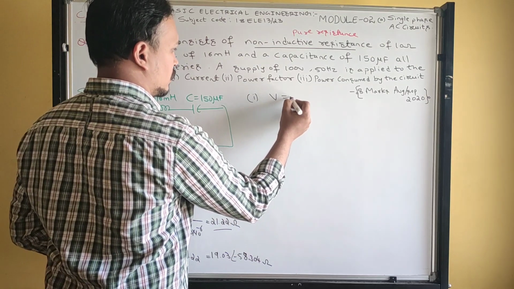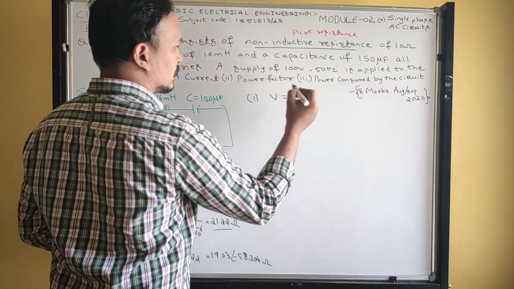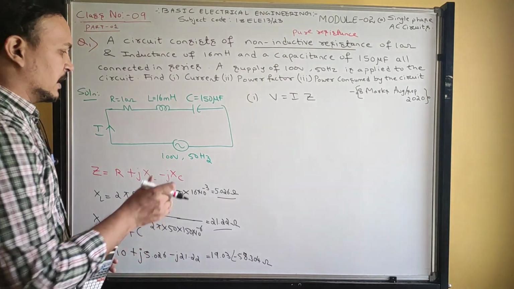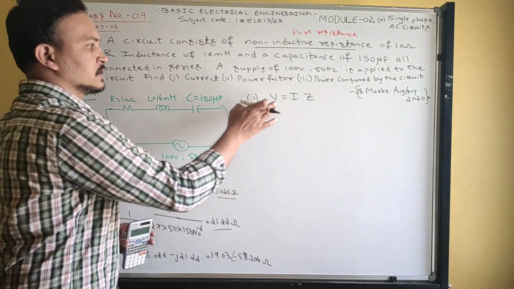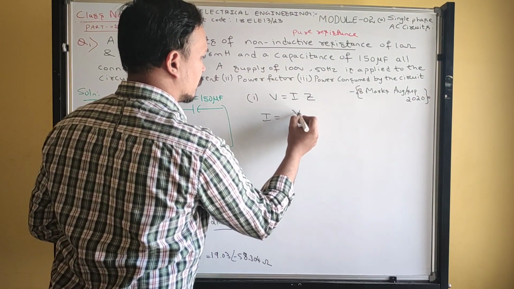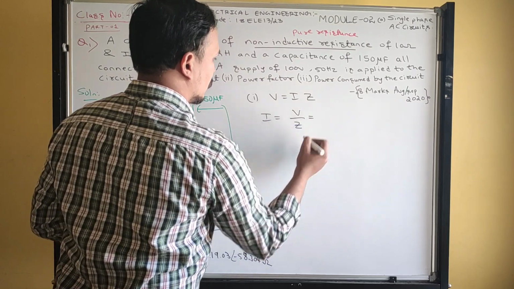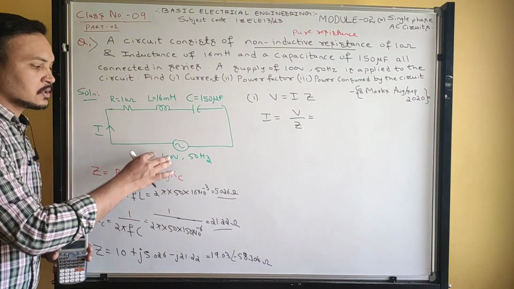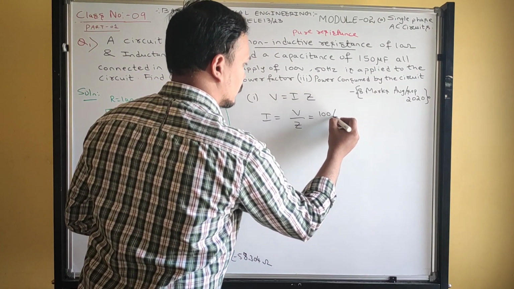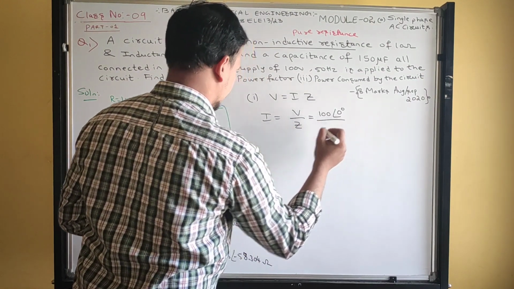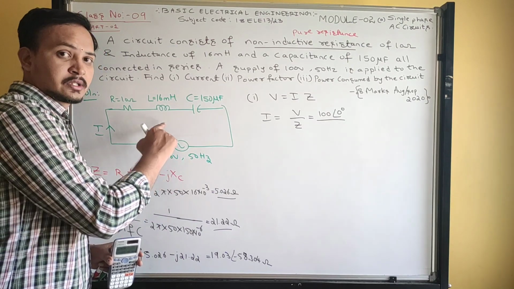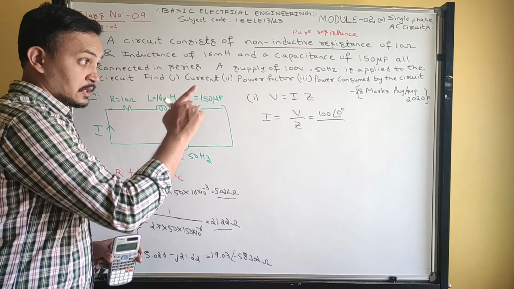We know that voltage is equal to current into impedance. Don't write current into resistance. I am finding the overall voltage across this circuit. V is equal to I into Z. Now I need to find current. I is equal to V by Z. What is the voltage? See, the reference is voltage. The voltage given is 100. 100 at an angle of 0 degrees, means reference. The angle is not given. This is the reference for the circuit.